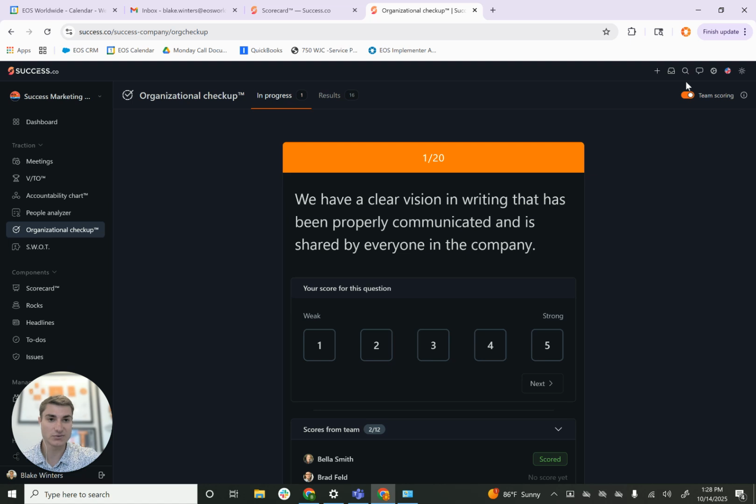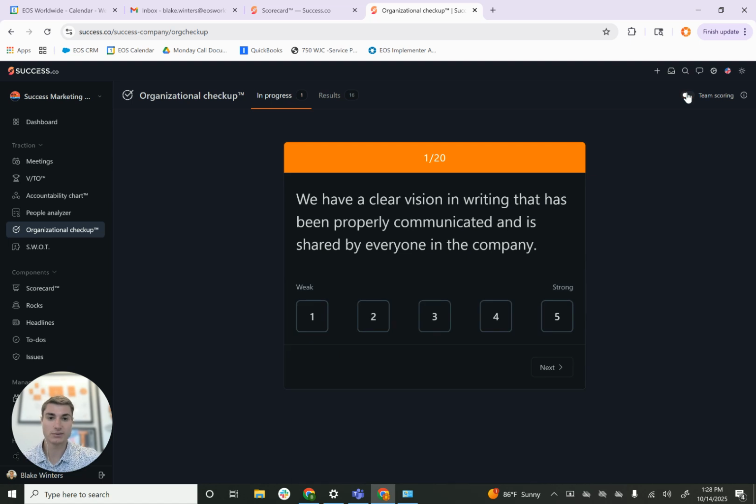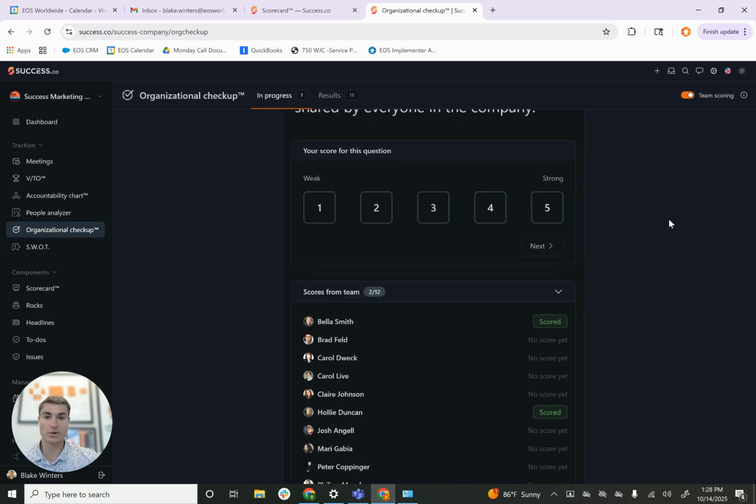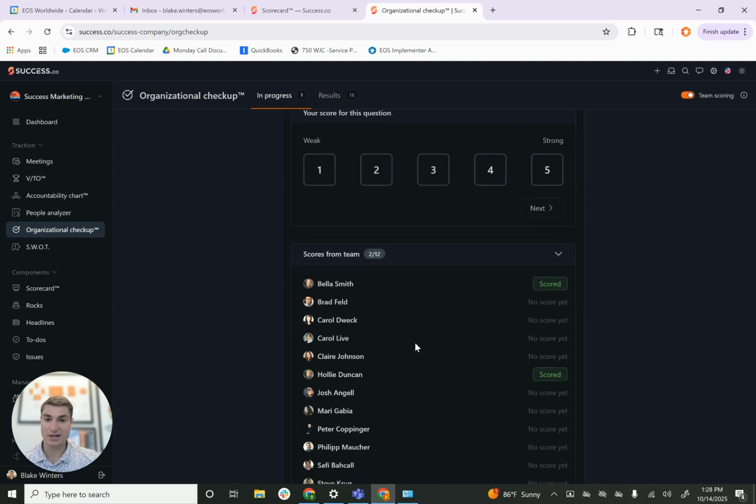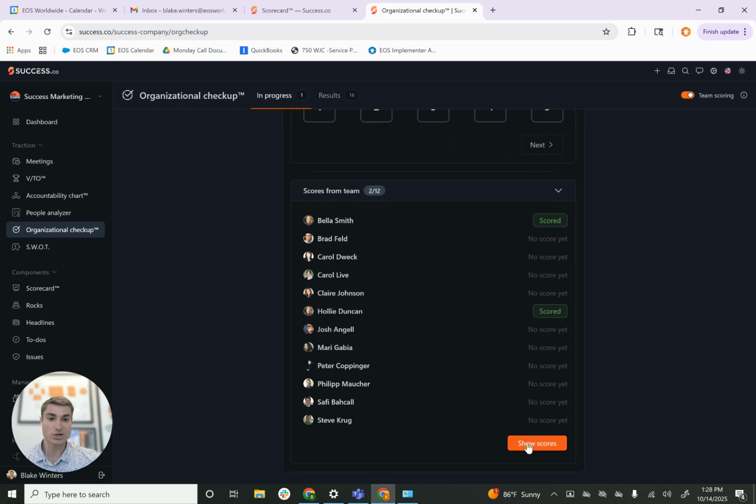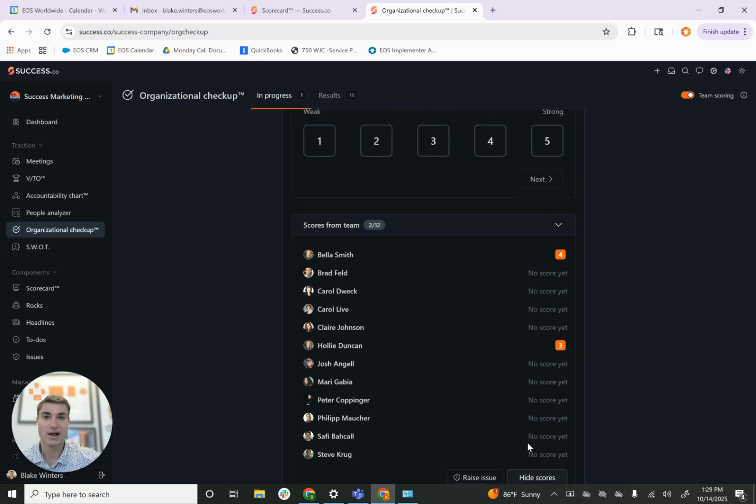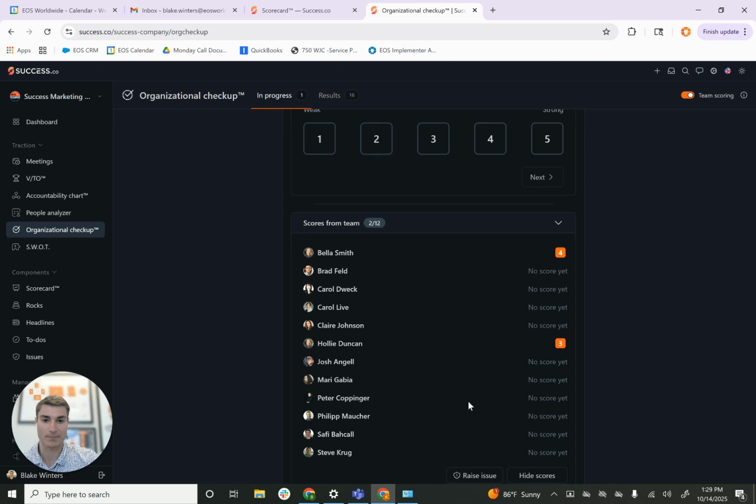And we have the ability to toggle between just one score as well as team scoring so that we can get an average. So for the team scoring, everyone's able to enter their own score. We can choose to show scores or we can hide scores. That way there's no influences on how people are reacting to other people's scores. And then ultimately that'll give us an average for the org checkup.